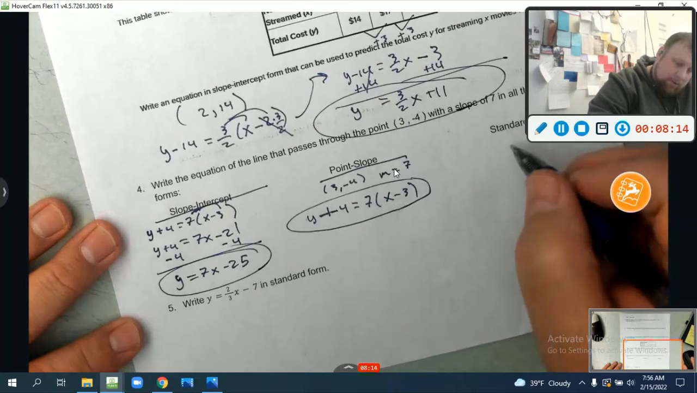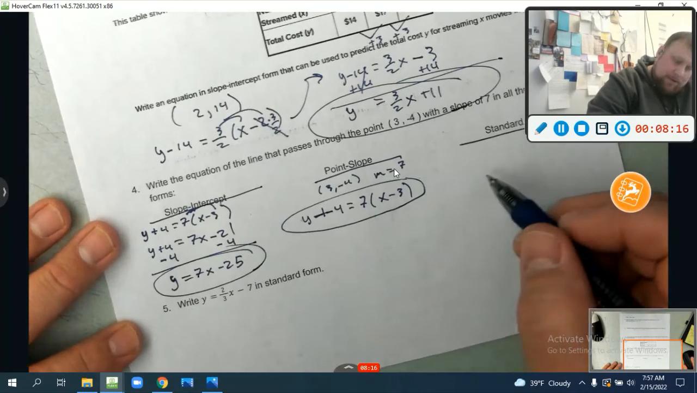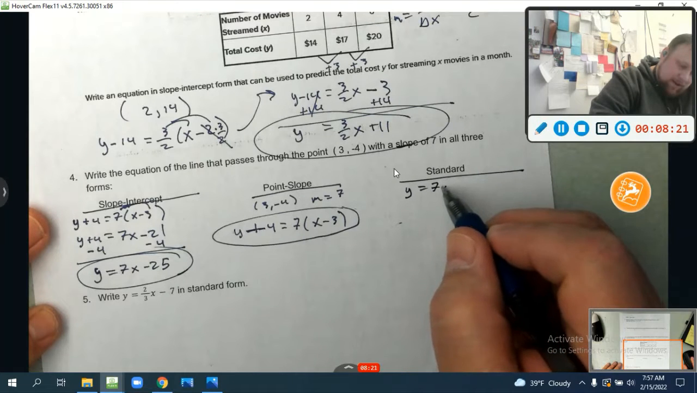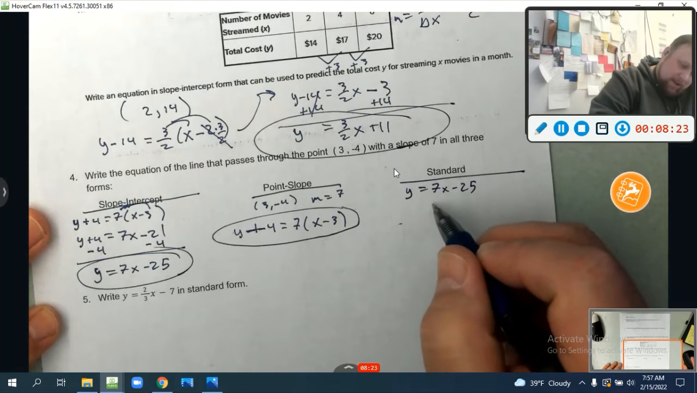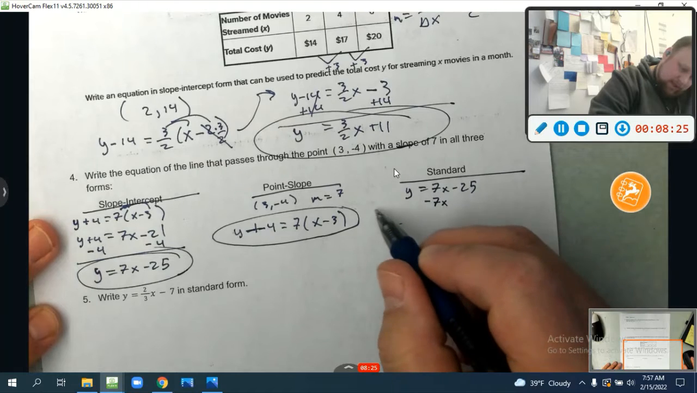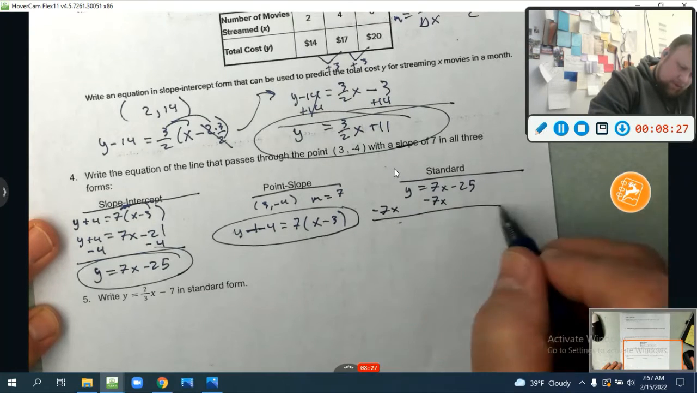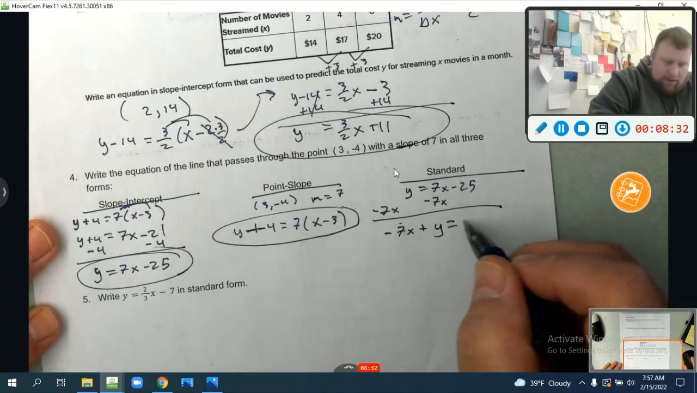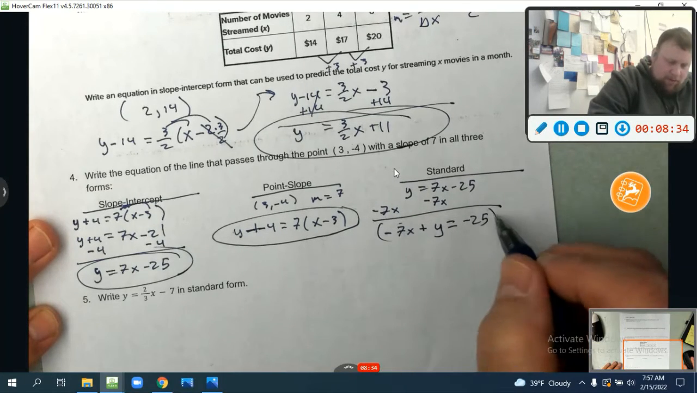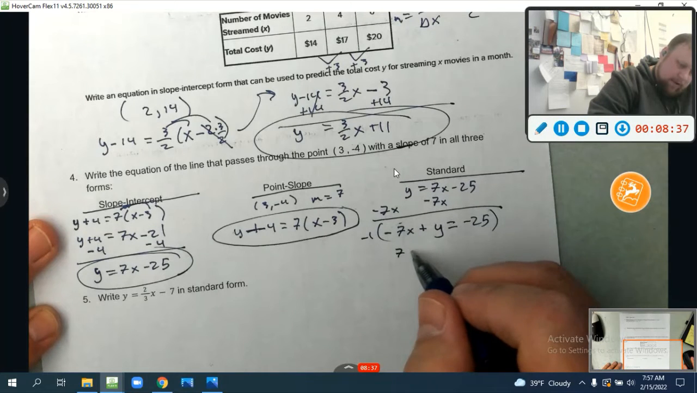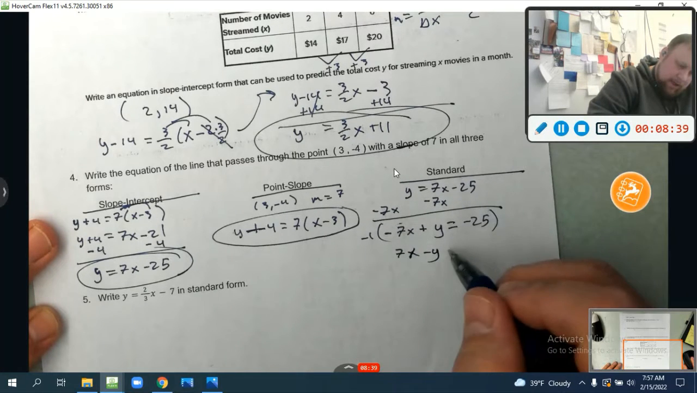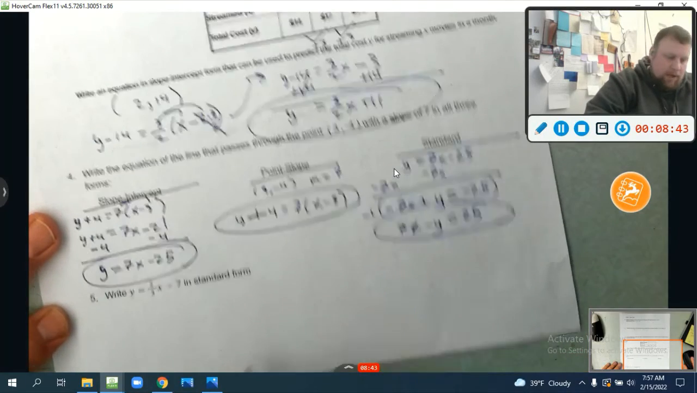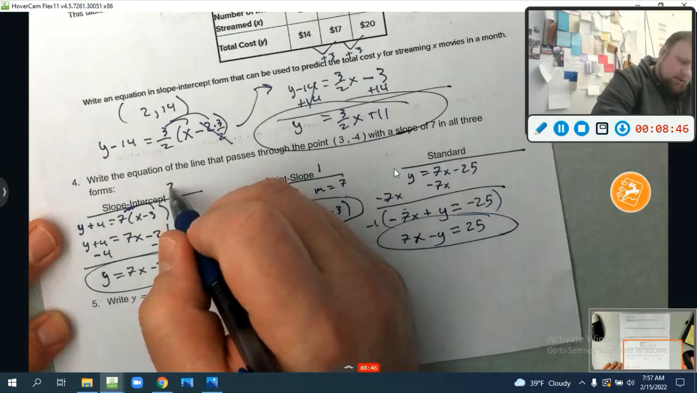Now I'm immediately going to go over to standard form. Check this out. Y equals 7X minus 25. I'm going to subtract 7X from both sides. You can go about this different ways. I don't mind getting X negative because I can make it positive real easy. And now I'm just going to multiply through by -1, and I end up with 7X minus Y equals 25. Boosh. Look at that. One form to the next. So I would do point slope first, slope intercept second, and standard third.